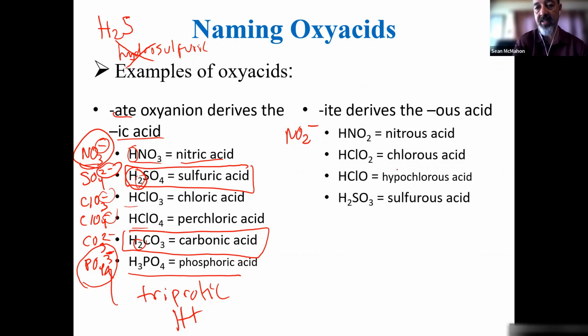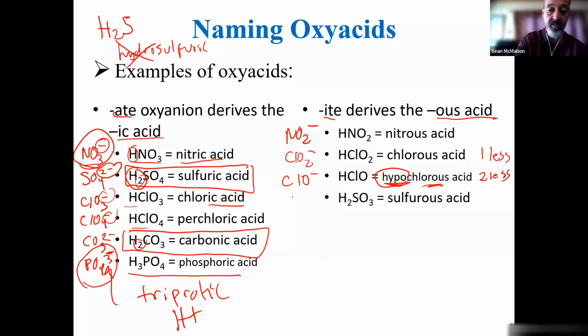This is chlorous acid. Why? This is chlorite. This is hypochlorous. Why? This is hypochlorite, right? So the ite suffix is replaced with ous acid when I add the protons, but I keep that hypo prefix because this is 2 less rather than just the 1 less from the ic acid. And then sulfurous is from sulfite.